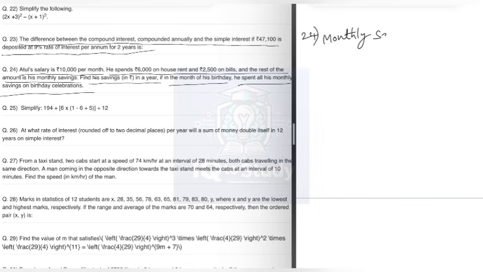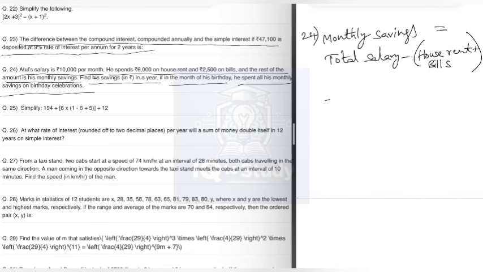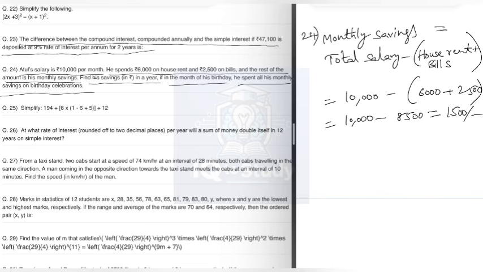Here, monthly savings is equal to total salary minus house rent plus bills. That is equal to 10,000 minus 6,000 plus 2,500, which is equal to 10,000 minus 8,500. So 1,500 rupees is monthly savings.